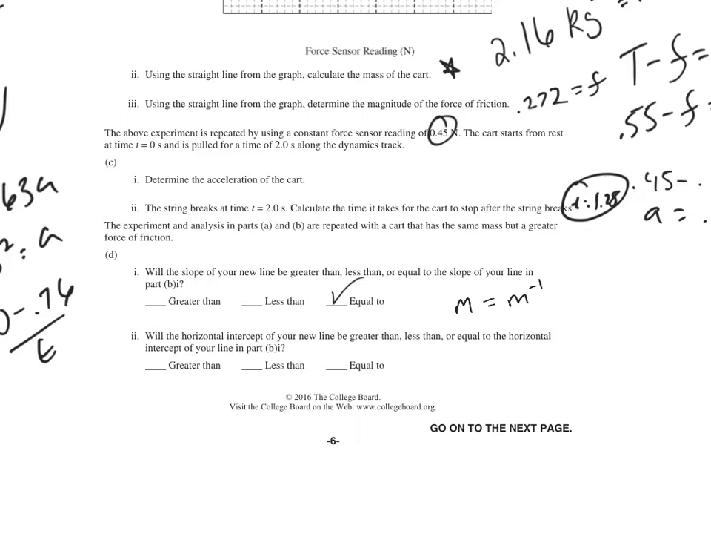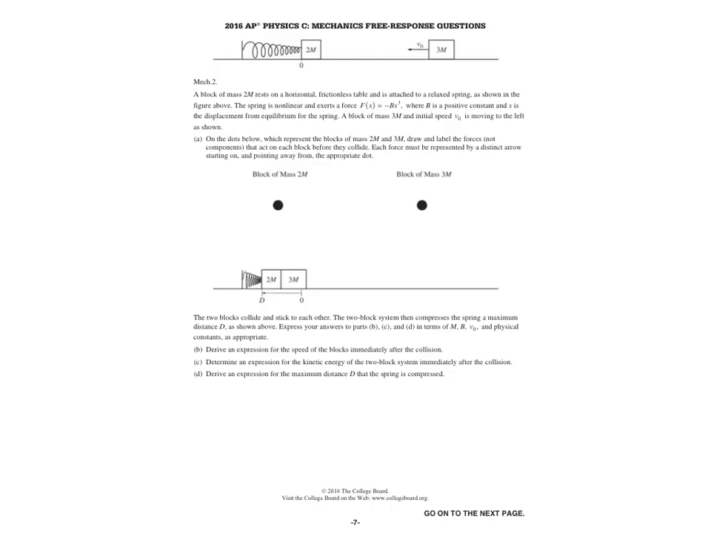The answer is it should be greater than, because you're increasing that force of friction, and the force of friction was basically the intercept for that line. Okay? It was basically your starting force against you. All right, so moving on. We've got the next question here.